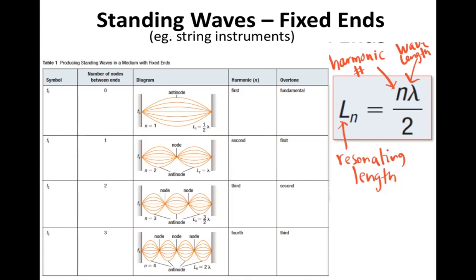Recall that in a set medium, if V is set, V equals F lambda. So saying that you're changing the wavelength is the same as changing the frequency. So this has a higher frequency because the number of crests and troughs is more frequent than this. So higher frequency, lower frequency. This is a larger wavelength. This is a smaller wavelength.